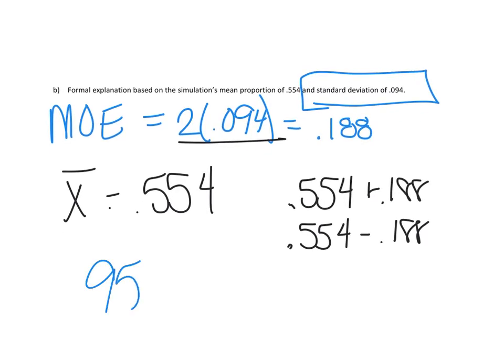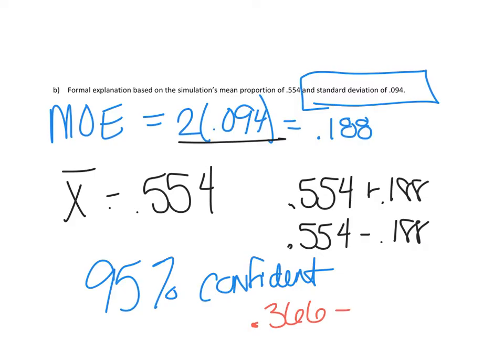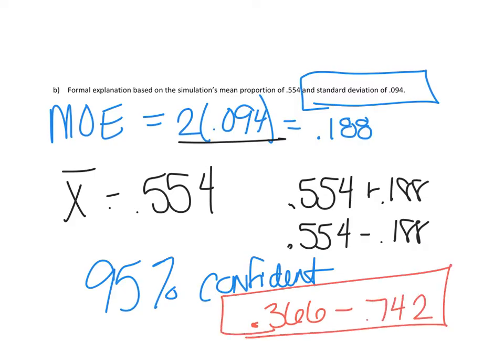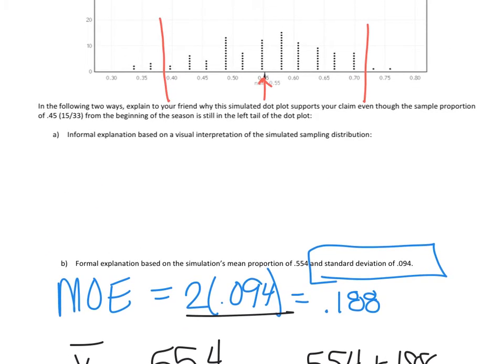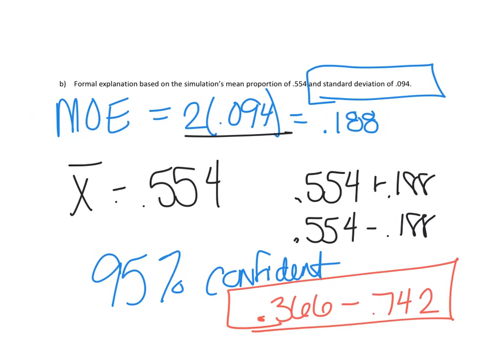So I am 95% confident that as long as my prediction falls between 0.366 and 0.742, and again, we were trying to show that even though this 0.45 seems smaller, it does fall within that confidence interval that we just had. So again, as long as we fall in this confidence interval, we can support our claim.